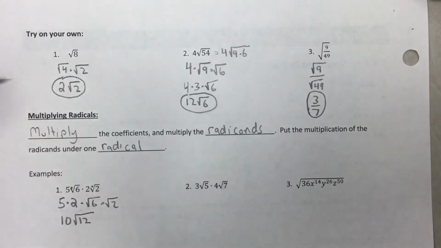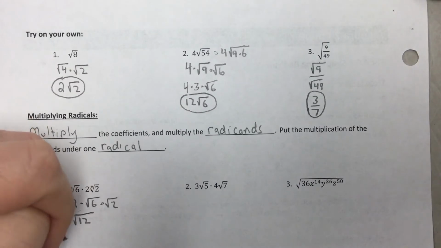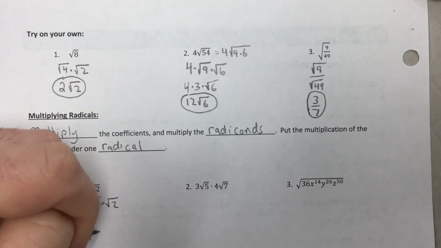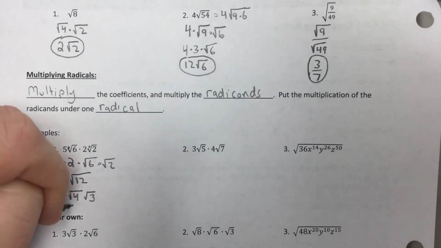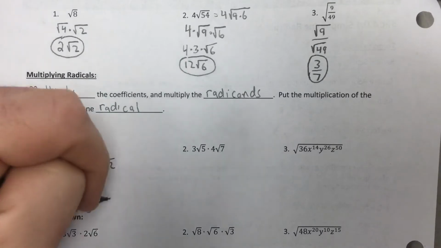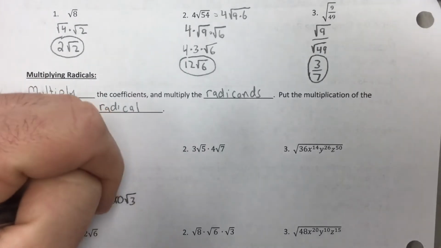Now, you still have to simplify the radical. 4 is the perfect square that goes into 12. And that would be root 4 times root 3. And root 4 is 2. And then I multiply my 2 and my 10. So it would be 20 square root of 3.